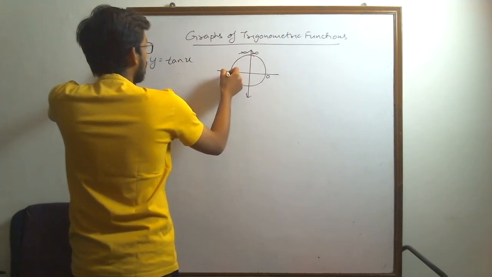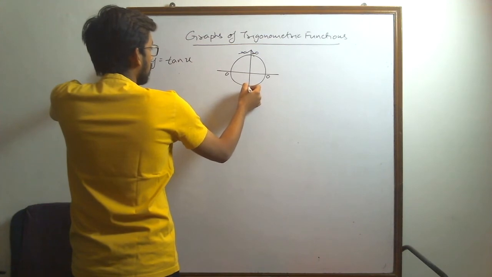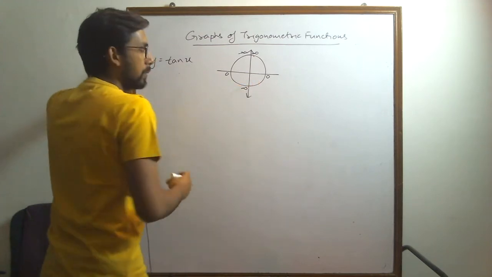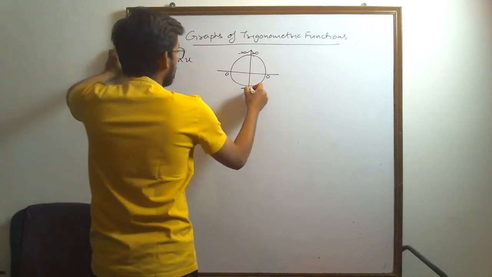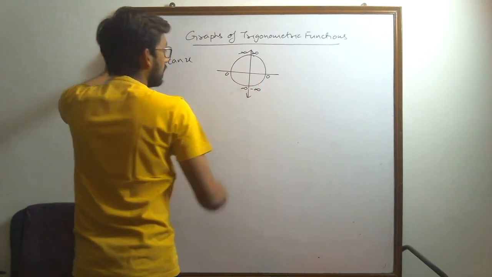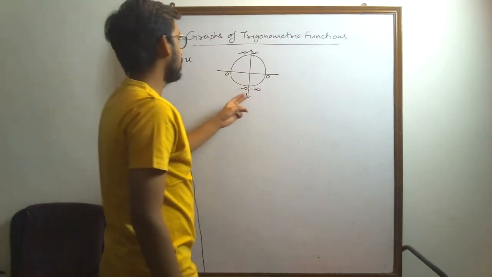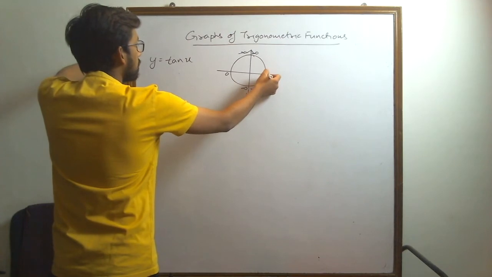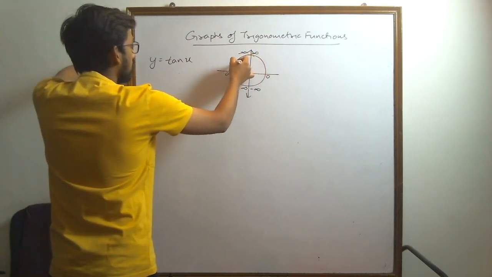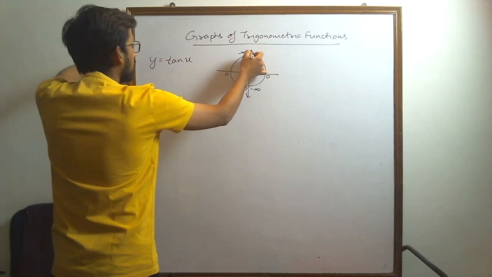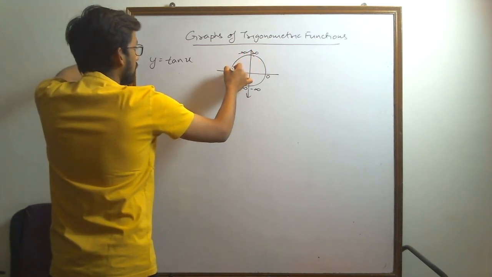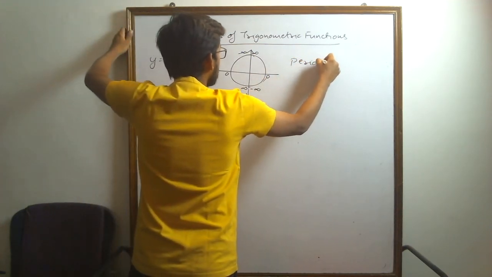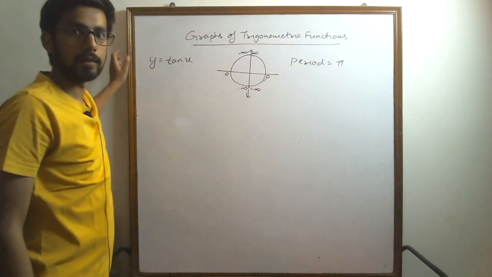At pi it is again 0. Then in the third quadrant it will tend towards infinity, as it will be positive. Just after 3 pi by 2 it will be negative, so it will be tending towards minus infinity, and then it is going towards 0. So we see that it goes from 0 to infinity, and then from minus infinity to 0. After that it again repeats all the values. So in this case for tan, the period is pi radians.